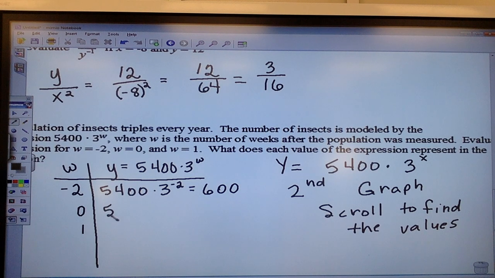When W is 0, that is kind of like our beginning. Remember, anything raised to the 0 power is 1. So we're already starting with 5,400 insects. Kind of gives me the creeps. I don't know about you.